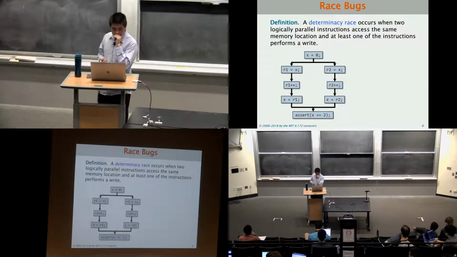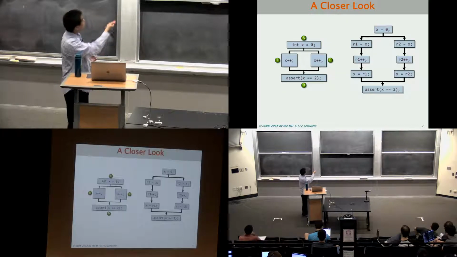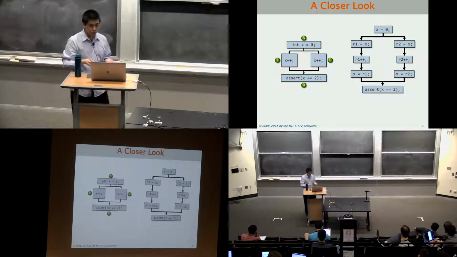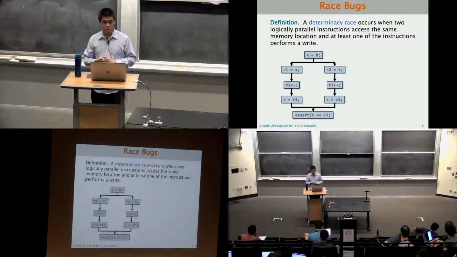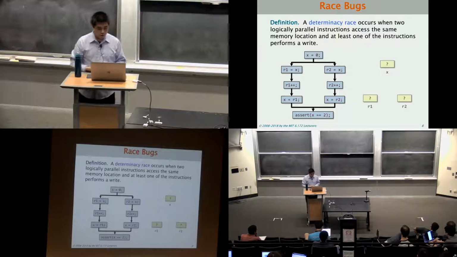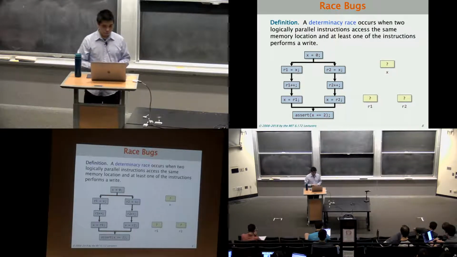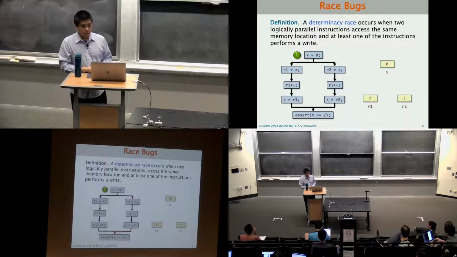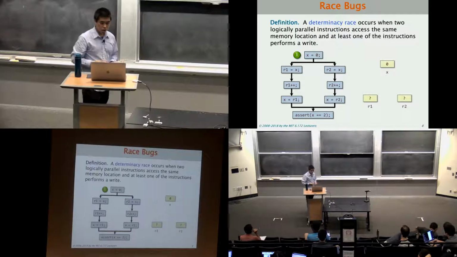Here we have a race because both of these stores, x = R1 and x = R2, are writing to the same memory location. So let's look at one possible execution of this computation graph. We're going to keep track of the values of x, R1, and R2. The first instruction we're going to execute is x equal to 0. So we just set x equal to 0, and everything's good so far.